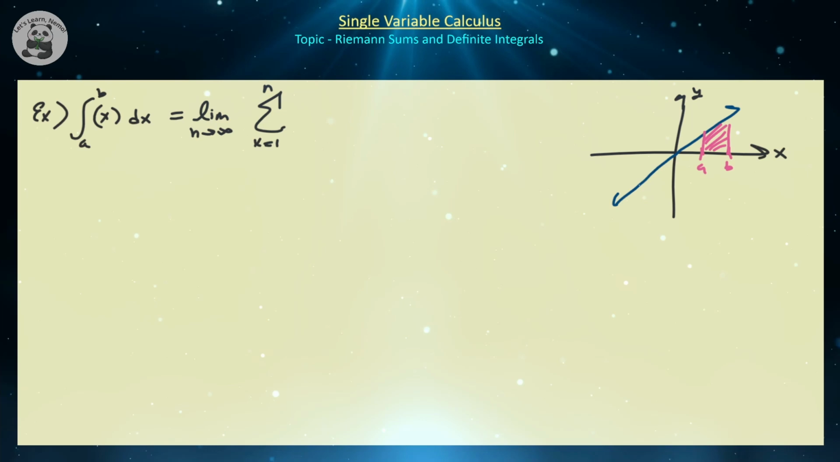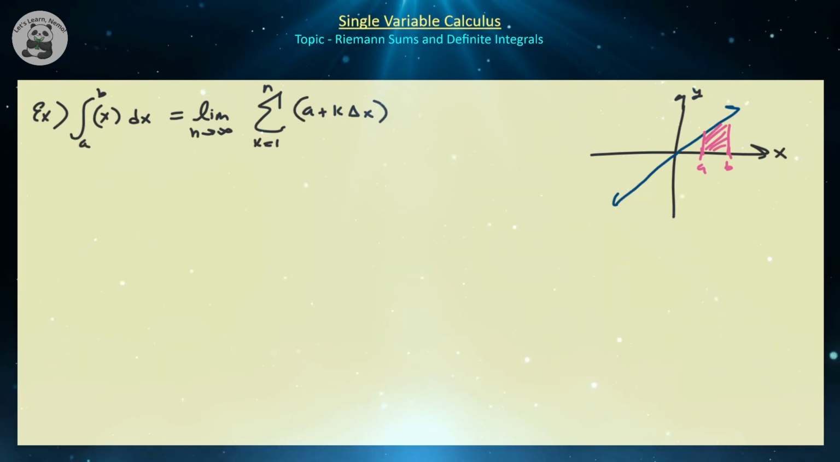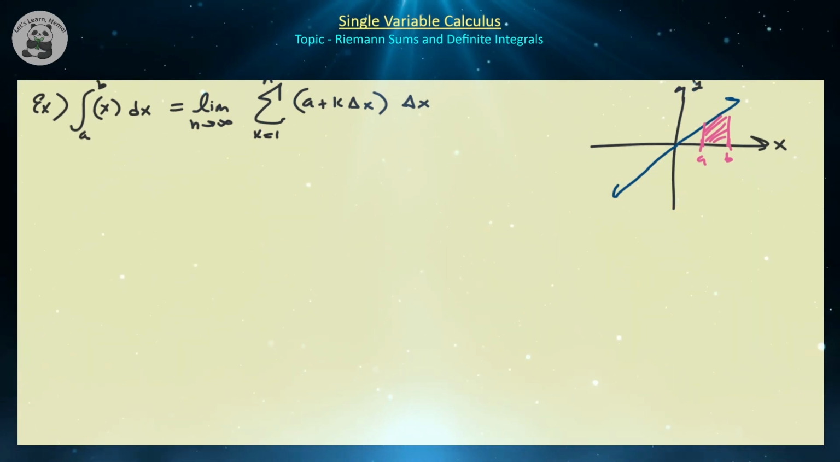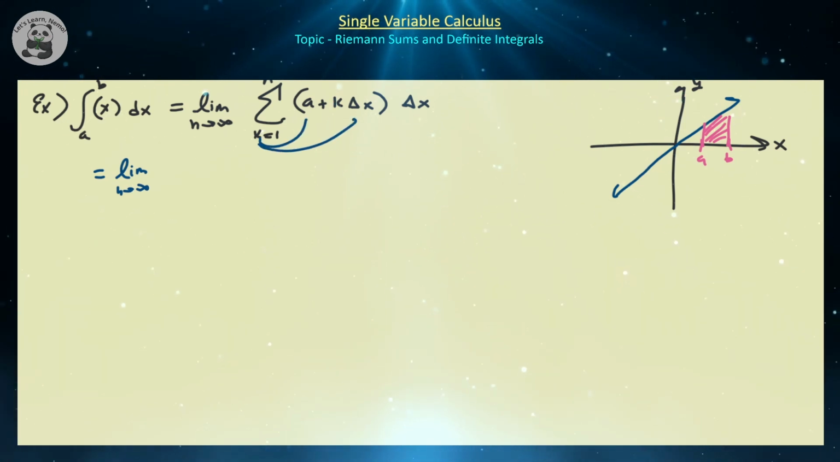And then we're going to have the function evaluated at a plus k delta x, since we just have the identity function, because f of x is equal to x. And then we're going to be multiplying by delta x. And then we're going to do some algebra and hope for the best. So what do we have? This is just going to be equal to the limit as n goes to infinity. And what I want to do is distribute the sum to each of these terms, and let's also distribute our delta x to each of these terms as well.